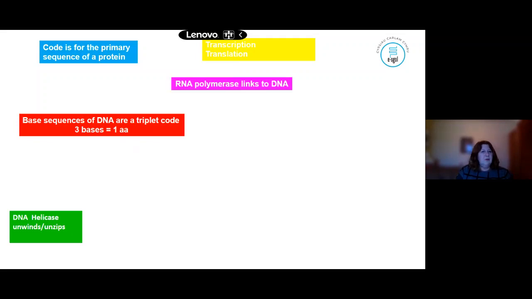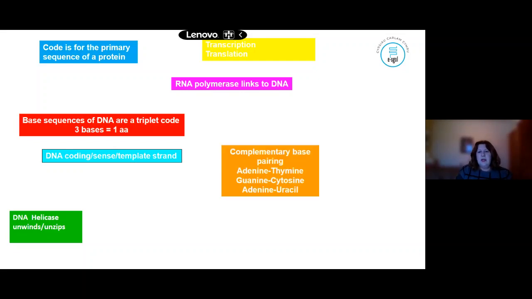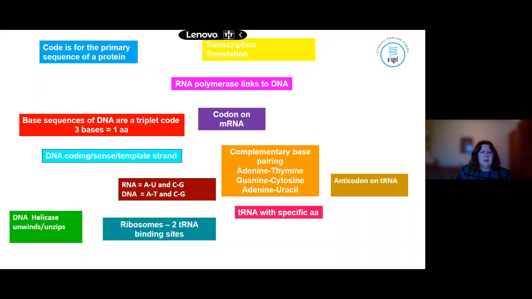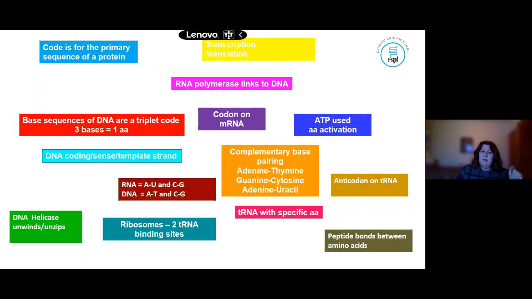Don't forget our helicase, don't forget our RNA polymerase. Don't forget that we've got a coding strand, sometimes called a sense or a template strand. Don't forget in any answer to mention your complementary base pairing, but don't forget about RNA with uracil and DNA with thymine. Mention words like codons on the messenger RNA, anticodons on transfer RNA. Remember, transfer RNA will have its specific amino acids. Don't forget you've got the binding sites for the transfer RNA, that when they're close enough, the peptide bond can form. Also, remember that the transfer RNA will go off from the ribosome and it will be reactivated with a fresh amino acid using ATP.